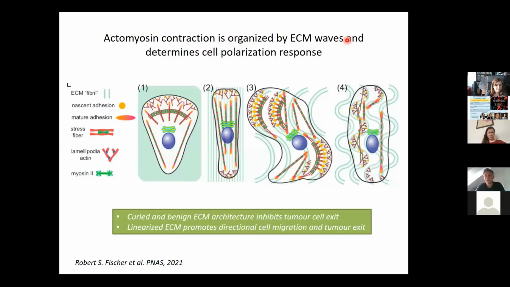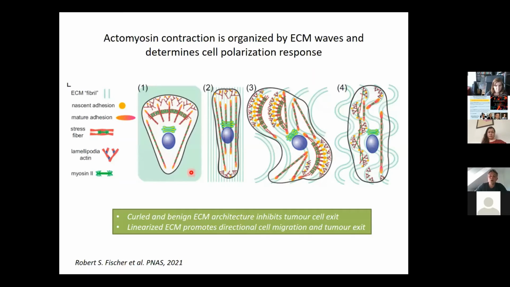And this was actually published last week, a very interesting study by Claire Waterman, showing that curled structures, a bent ECM, seem to be inhibiting tumor cell migration simply by, let's say, screwing up the polarization of the actomyosin contractile networks in the cells.